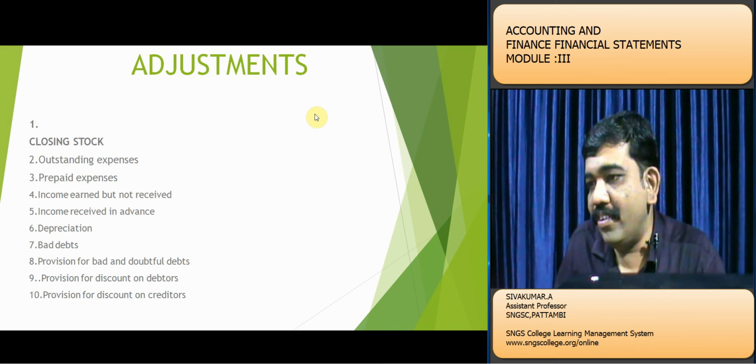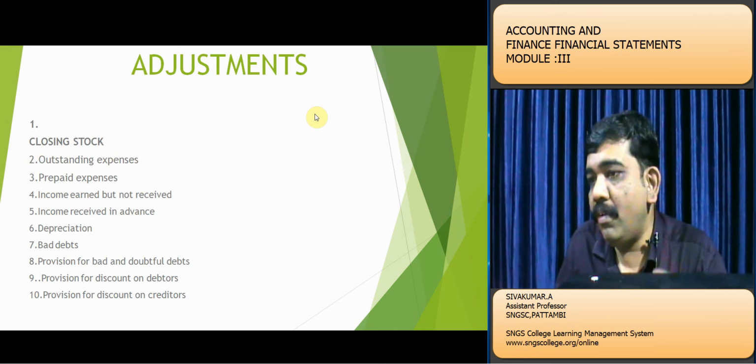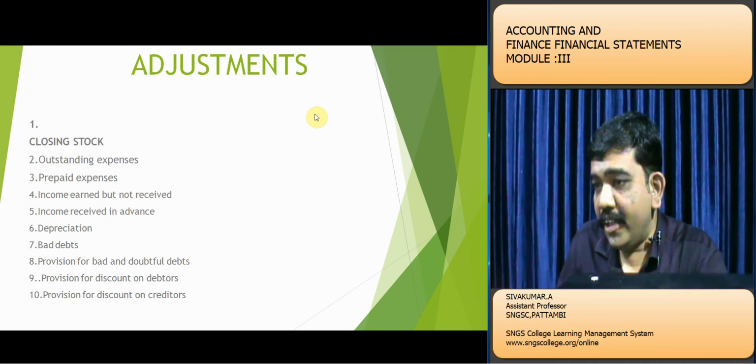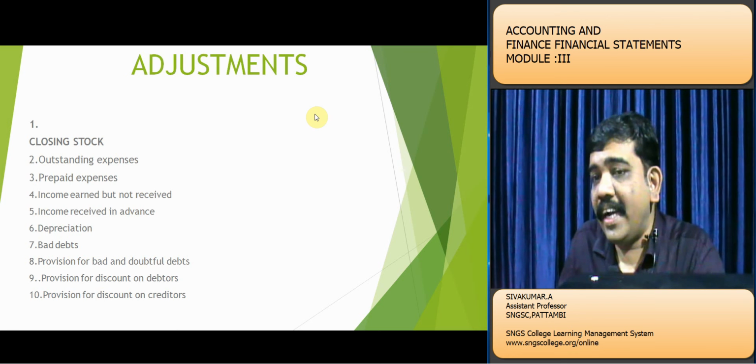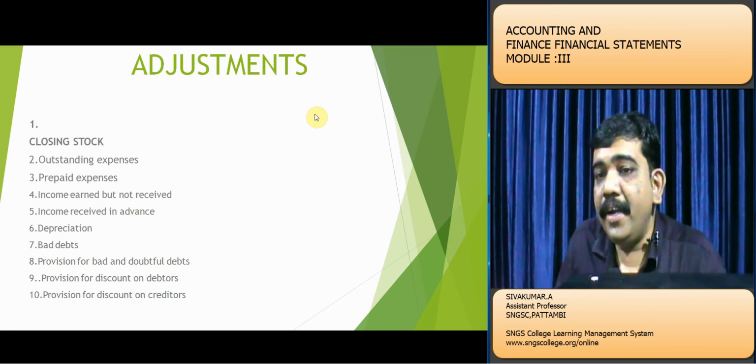Then second one is outstanding expenditure. What is the accounting treatment of outstanding expenditure? First one, you have to add outstanding expenditure with the expenditure in trade account or in profit and loss account. Besides, you have to show outstanding expenditure as a current liability in your balance sheet.